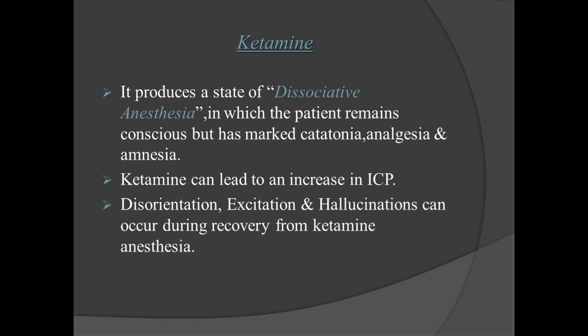Next is ketamine. Ketamine is the drug which produces a state of dissociative anesthesia. Now, what is dissociative anesthesia? It is the state of anesthesia in which the patient remains conscious but has marked catatonia and analgesia and amnesia. Catatonia is the state of immobility in which the patient is conscious but cannot move. And analgesia is loss of pain and amnesia is loss of memory.